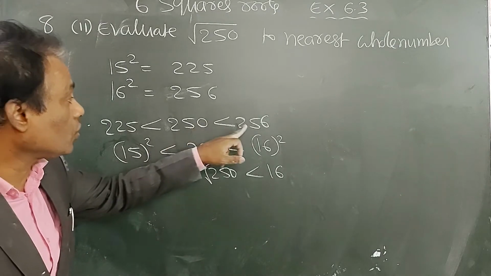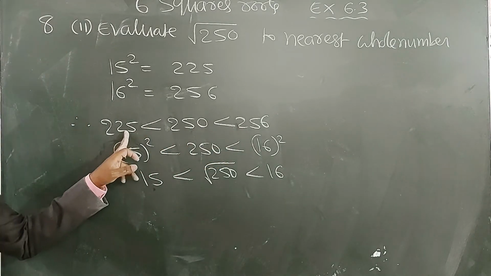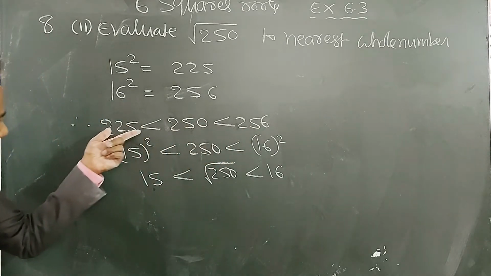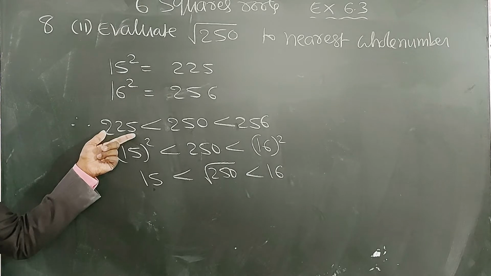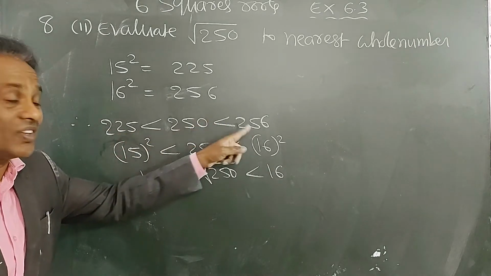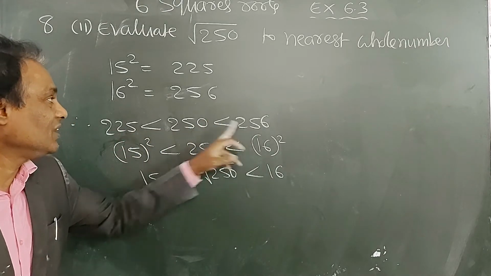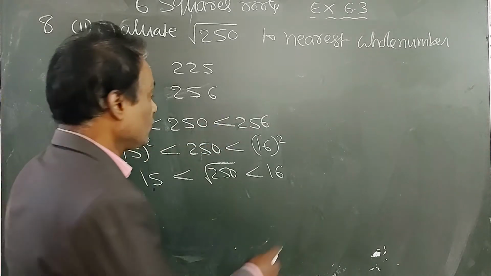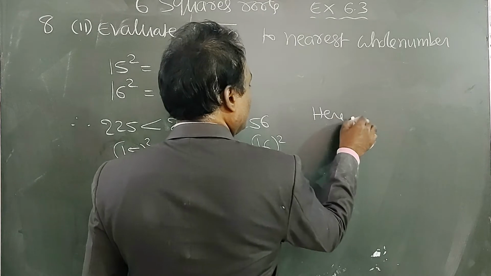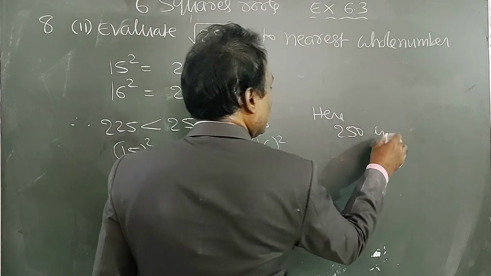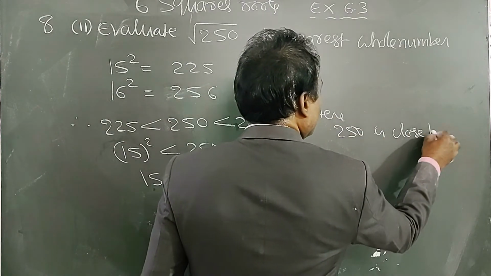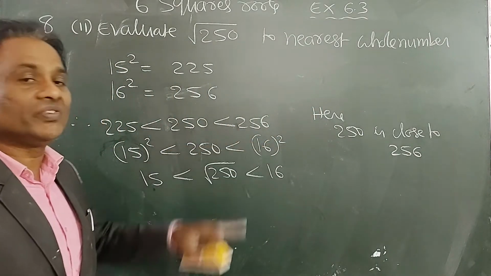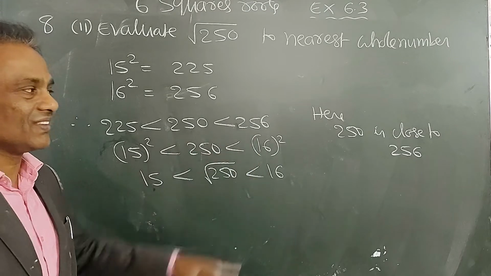Is 250 near to 256 or near to 225? It is close to 256, because the difference is only 6. Here the difference is 25. So 250 is close to 256, where the difference is only 6.